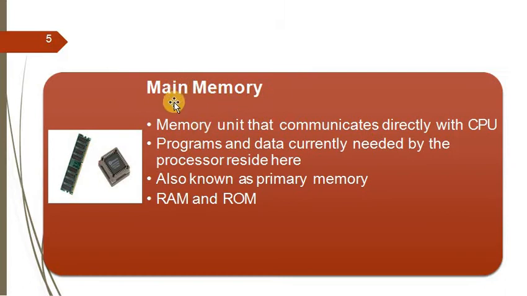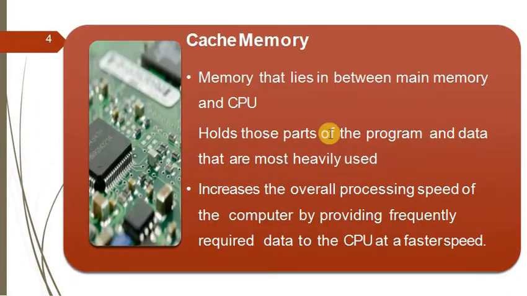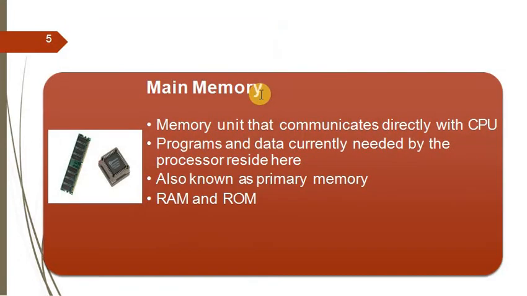Now we will see the main memory. The memory unit that communicates directly with the CPU, that you call main memory. Then what is a cache memory? It lies between the main memory and the CPU. But main memory, see here, that is the difference. The memory unit that directly communicates with the CPU, you call main memory. Programs and data currently needed by the processor reside here.